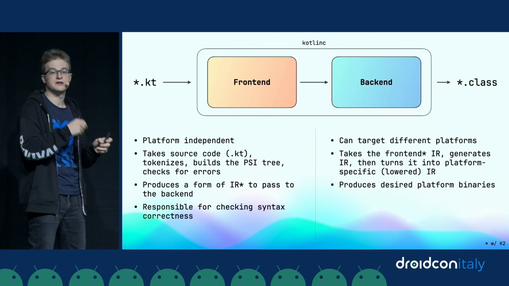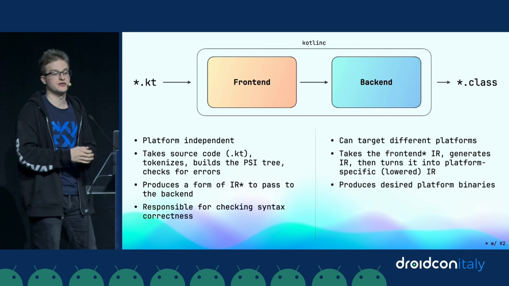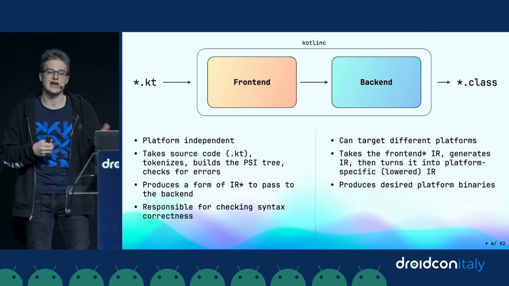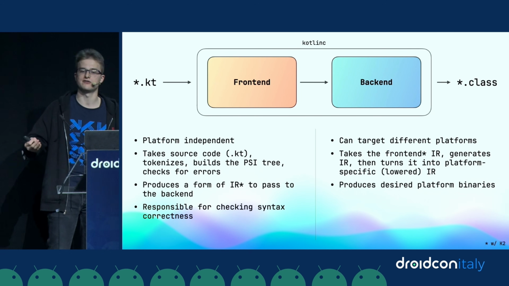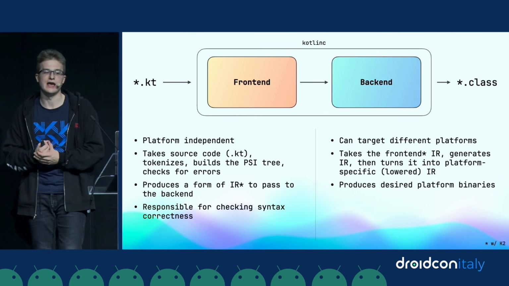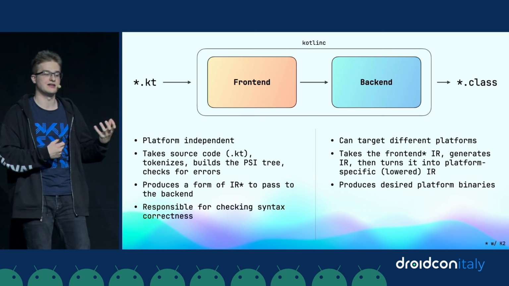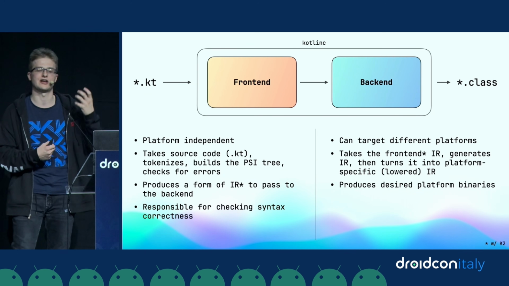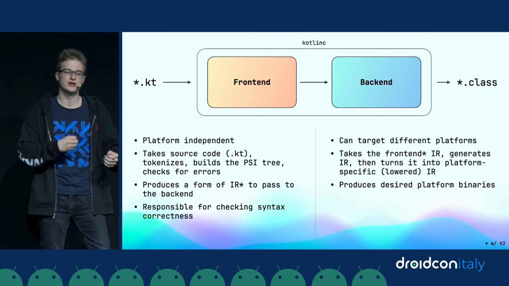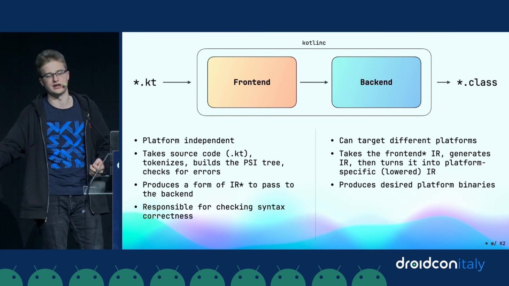The backend is the thing that targets different platforms. With Kotlin today, you can target the JVM, you can target JavaScript, you can target native, or you can target WebAssembly. And that is because the same IR, the same FIR, can be interpreted in different ways and used to generate different things.